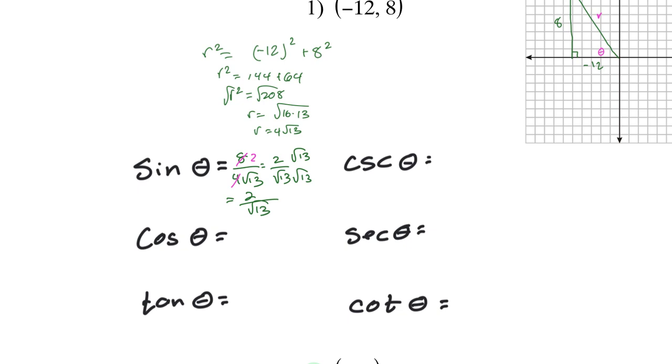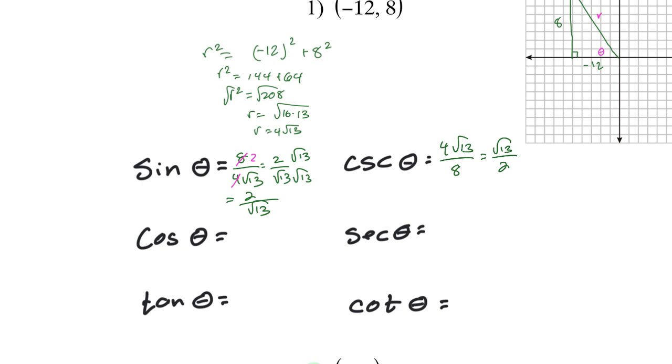Cosecant is r over y. So it's going to be 4 square root of 13 divided by 8. And here I'm just simplifying. So I got the square root of 13 divided by 2.